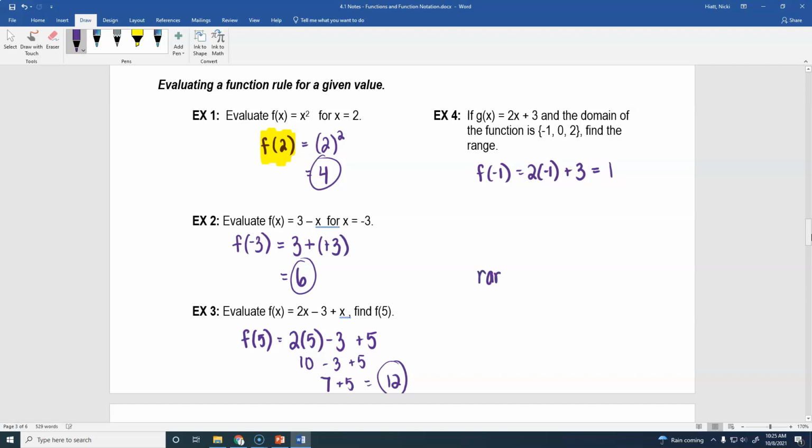So for my range, my first number would be 1. Then I'm going to plug in 0. So 2 times 0 plus 3. That's going to be 0 plus 3, which is going to give me 3. So 3 here. And then 2 times 2 plus 3. That'd be 4 plus 3, which would give me 7. So 1, 3, and 7 would be my range.